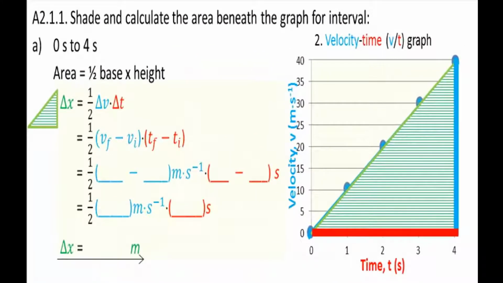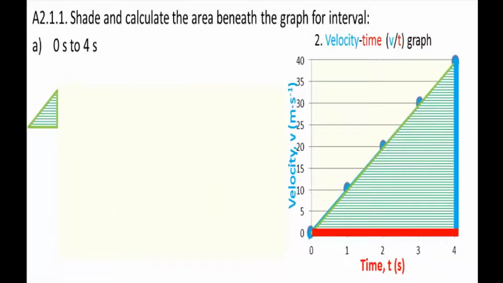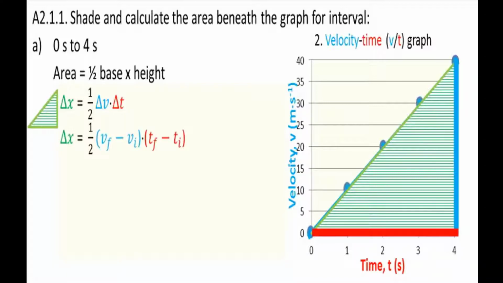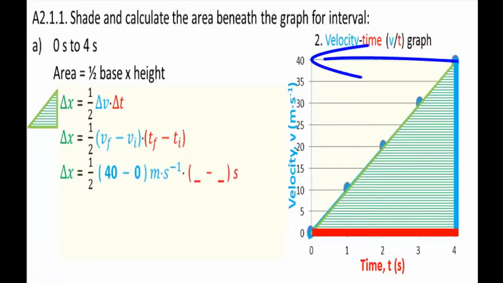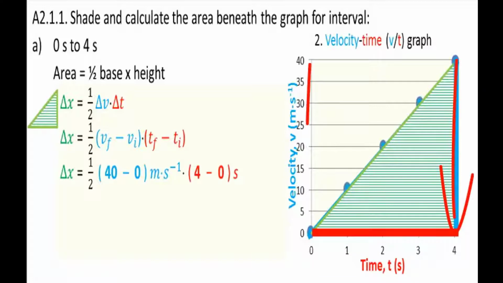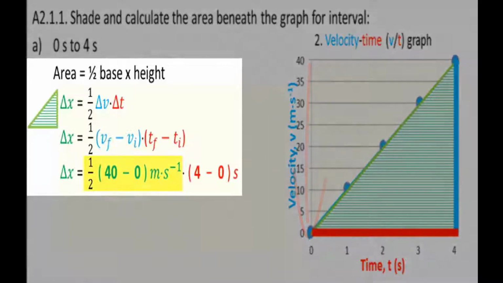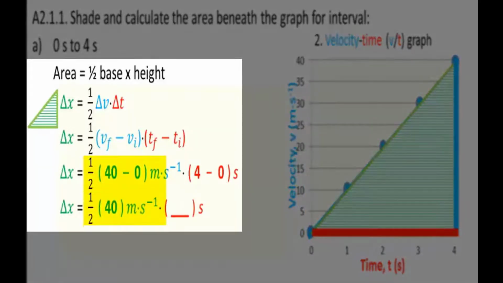First, 0 to 4 seconds. This gives us just a triangle. So area equals half base times height. The area, which means displacement, is equal to half delta v times delta t. In other words, half v final minus v initial times t final minus t initial. V final 40, v initial 0, t final 4, t initial 0. So we have half 40 minus 0, 40, multiplied by 4 minus 0, 4.